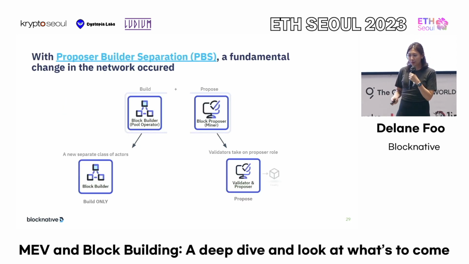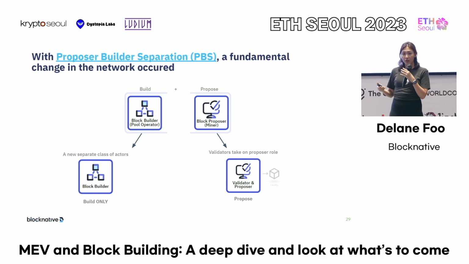So with proposer-builder separation, a fundamental change in the network happened. And I'll highlight 2 things. The first one is the role of the block builder was separated from the proposer. And now we have a new separate class of actors called block builders that build only. Then we have the role of the proposer that was adopted or combined with the validators. And I'm sure everyone knows what a validator is, so that's what happened.